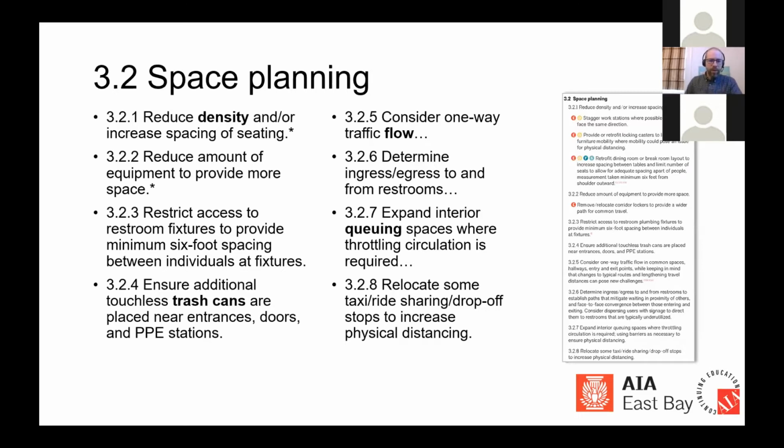One thing that came up during our sessions here was expanding interior queuing spaces where we have to throttle the circulation. If one-way flow is happening, or maybe if we have restricted elevator usage, people may be queued up at certain choke points in the building, and so this would require some additional space for that queuing that may not otherwise be there. And that goes for both indoor and outdoor. If folks are queuing up to come into the building, or perhaps when leaving and using a taxi or rideshare, we would want to keep them fully separated.